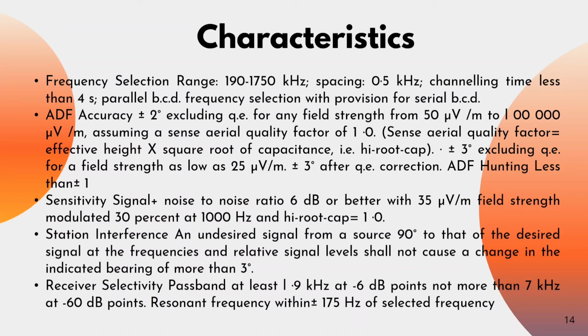Station interference: an undesired signal from a source at 90 degrees to that of the desired signal, at the frequencies and relative signal levels, shall not cause a change in the indicated bearing of more than 3 degrees. Receiver selectivity: pass band at least 1.9 kHz at minus 6 dB points, not more than 7 kHz at minus 60 dB points. Resonant frequency within plus or minus 175 Hz of selected frequency.